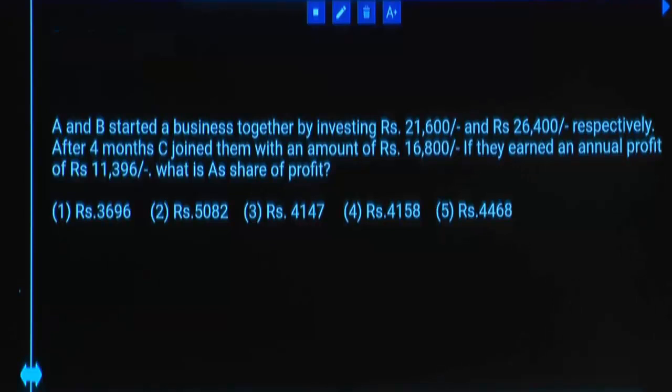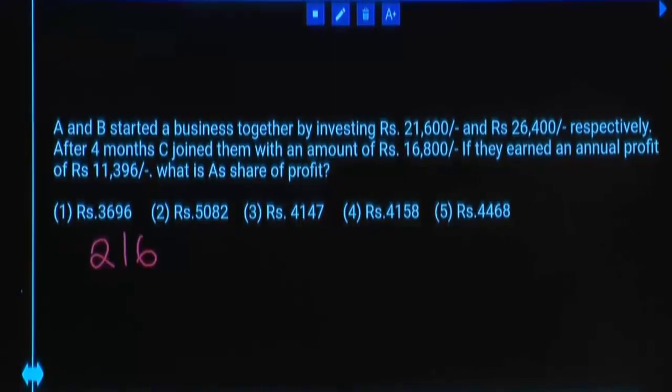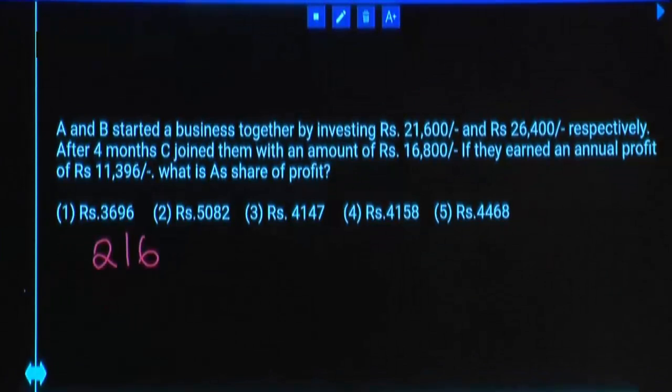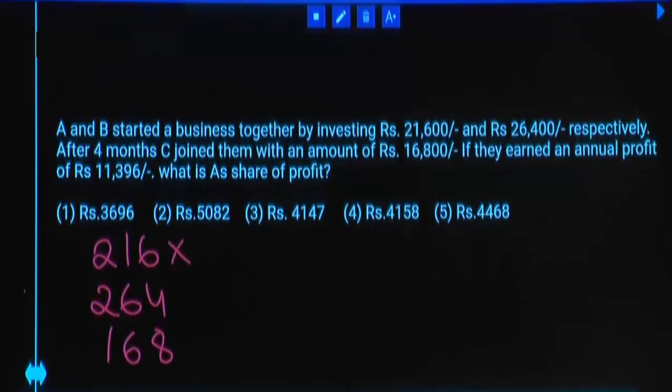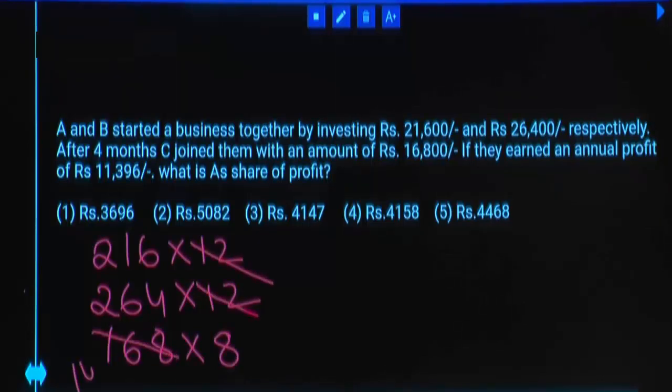AB started a business together by investing 21,600, 26,400. After 4 months, C joined them with an amount of 16,800. If they earned an annual profit of 11,396, what is A's share? See, every investment is having 2 zeros common, so I don't want to write it. 216, 264, 168. First two invested for 12 months. C joined after 4 months, so will be there for 8 months. 12, 12, 12, 14 times.